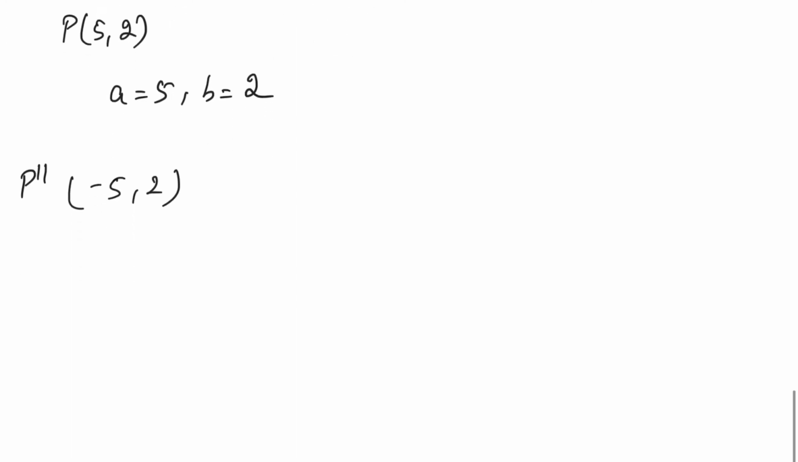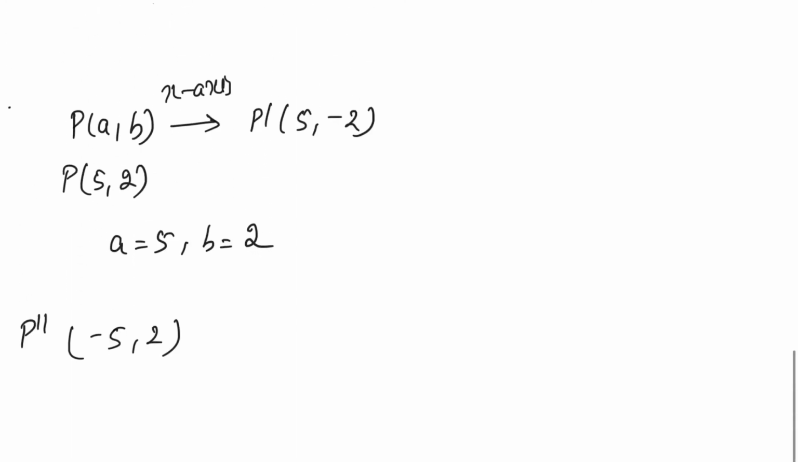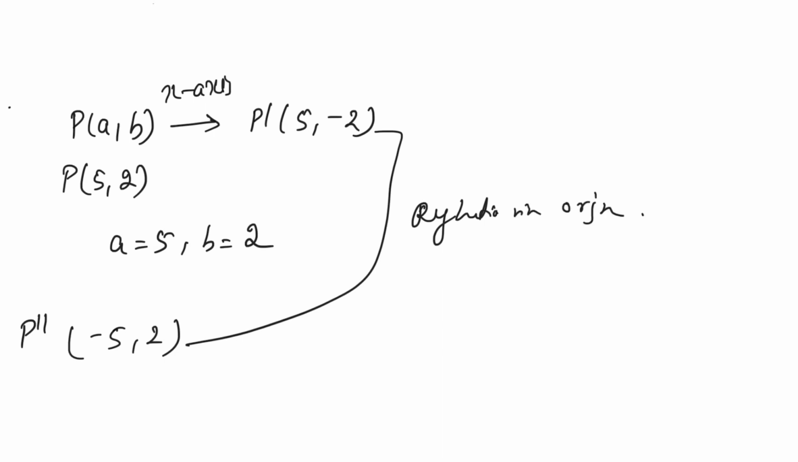Okay. Name a single transformation that maps P dash to P. P dash to P. So again, reflection in origin. Okay, this will be reflection in origin. Hope it's clear, children. This is how we will be solving this type of questions.